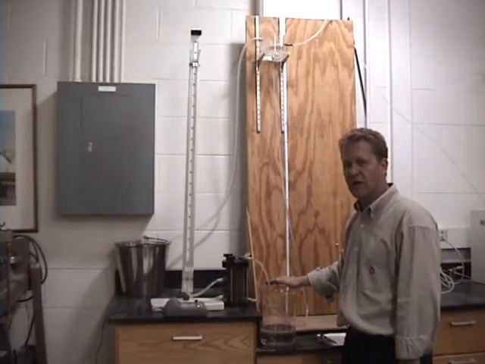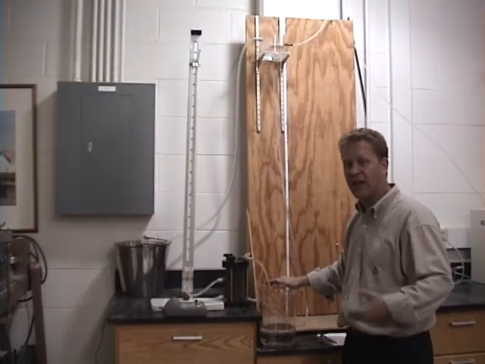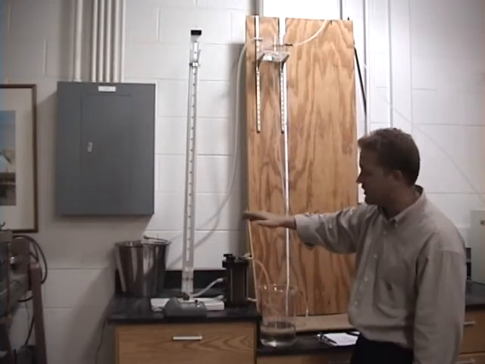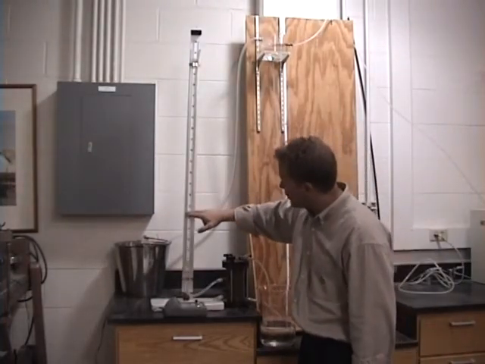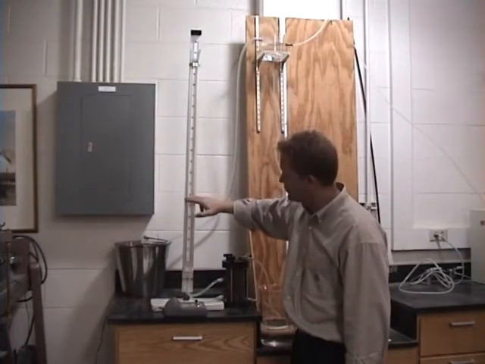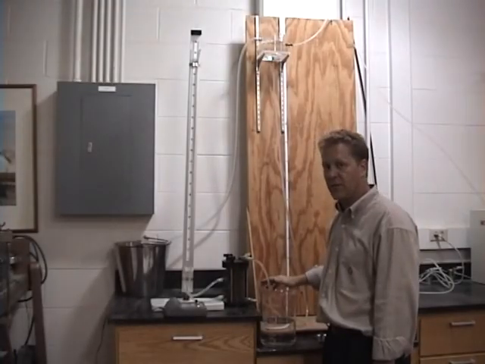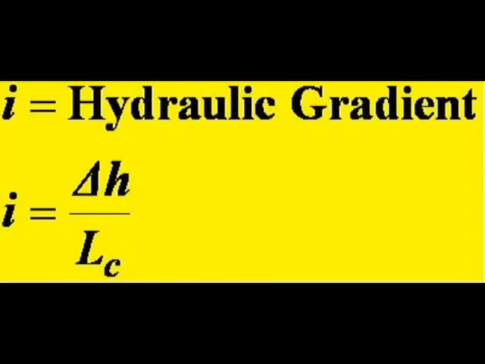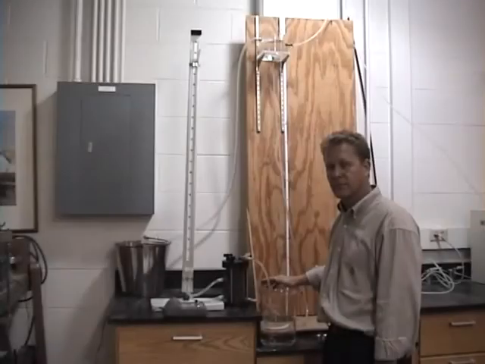The other half of the measurement involves deriving the hydraulic gradient, the loss in head, over some flow length L. Here, our flow length is L sub C, and our loss in head can be derived by just looking at the difference in the water level between these two manometer tubes. The difference in the water level is delta H. Given delta H and L sub C, we can calculate the hydraulic gradient. And given the flow rate and the hydraulic gradient, we can calculate the hydraulic conductivity.